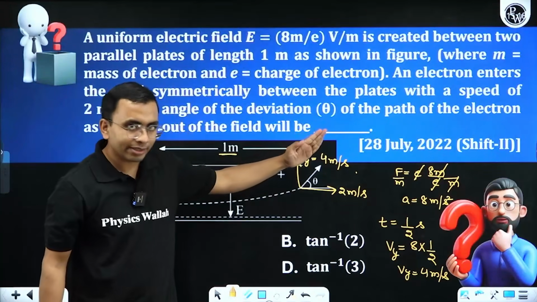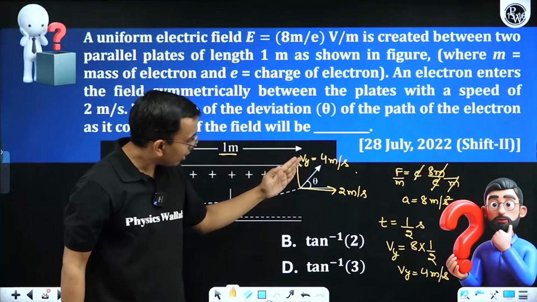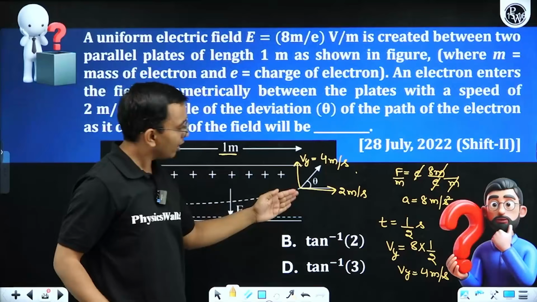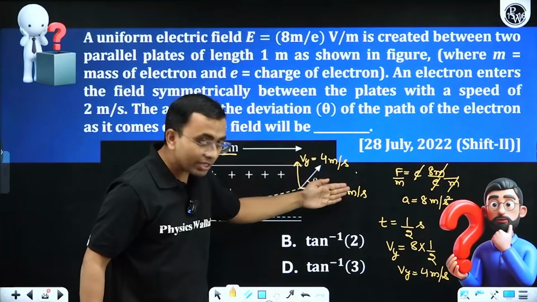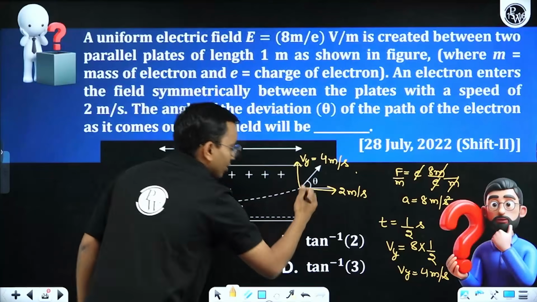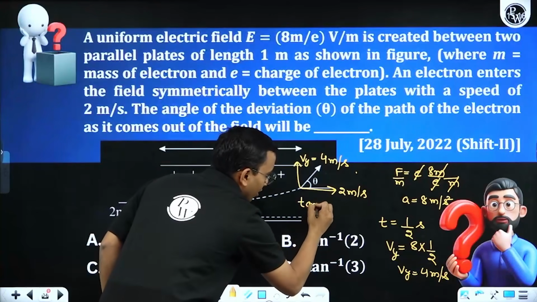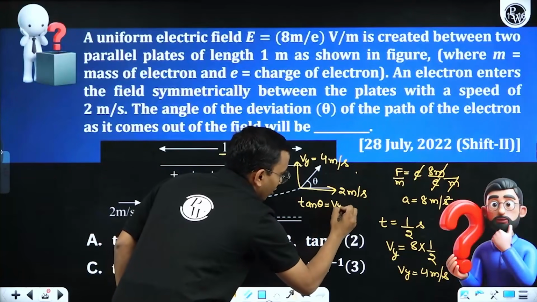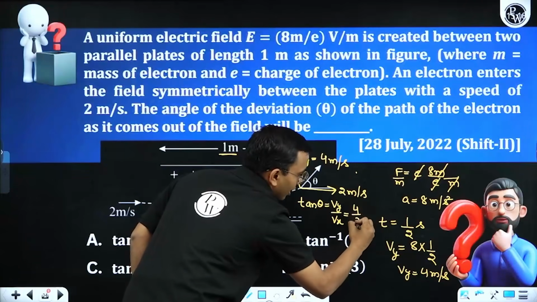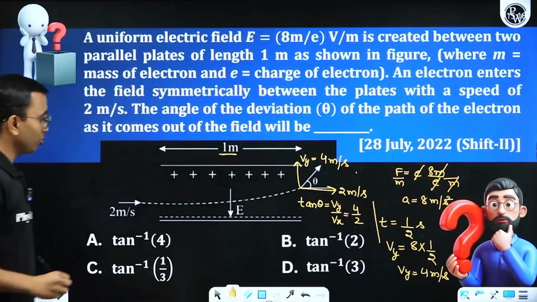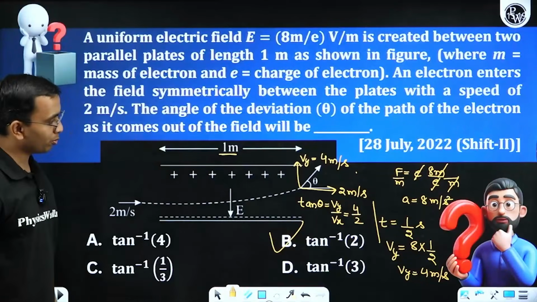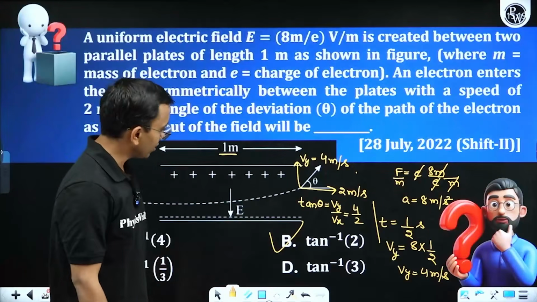Can I find this angle, tan theta? What is theta? Because the answer is in terms of tan inverse, therefore I am saying tan theta. So I'll say tan theta is Vy by Vx in this right angle triangle, isn't it? The perpendicular by the base. So tan theta is Vy by Vx. Vy is 4, Vx is 2. So tan theta comes out to be 2. So this is tan inverse 2. That becomes my answer, the second option.